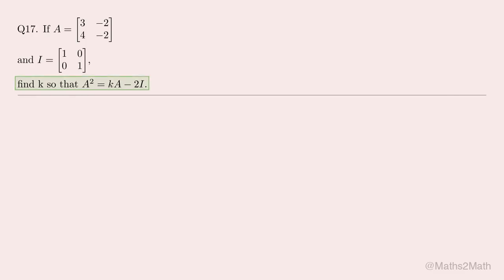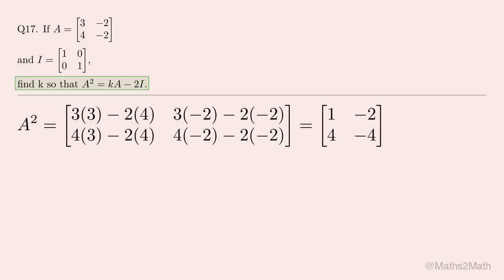Question 17. One unknown scalar k, pinned down by a matrix equation. We square A, write out kA minus 2I, and match entries. A squared with each of the 4 entries written as its sum.